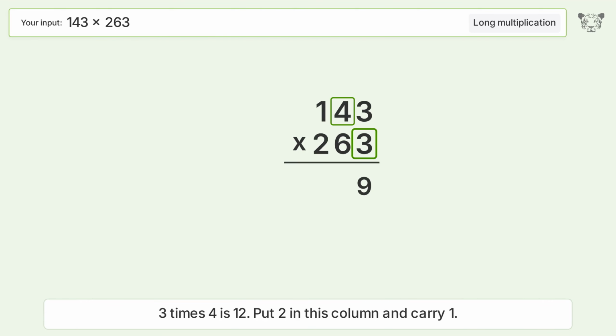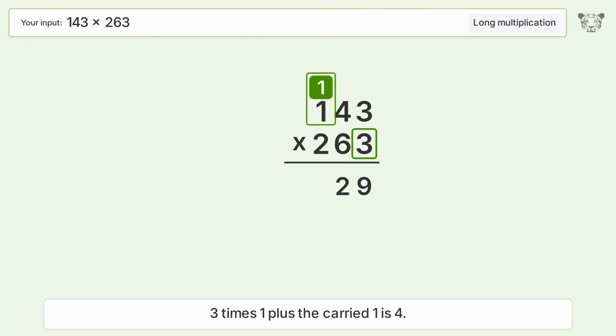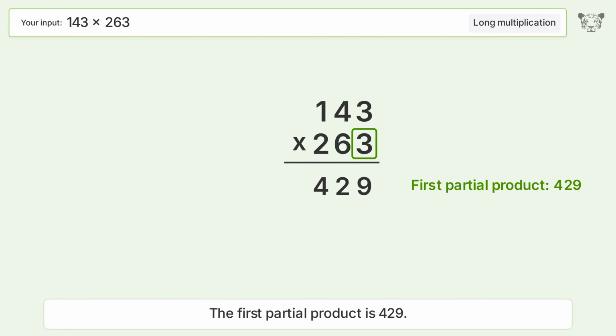3 times 4 is 12. Put 2 in this column and carry 1. 3 times 1 plus the carried 1 is 4. The first partial product is 429.